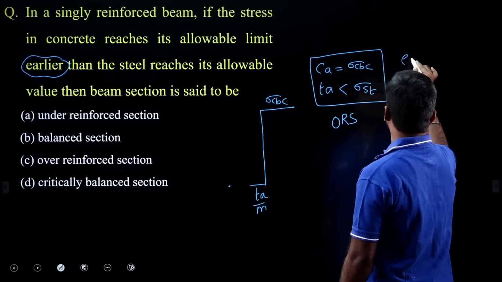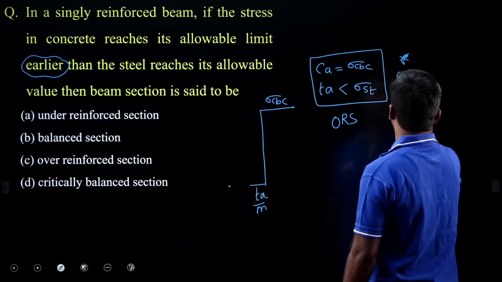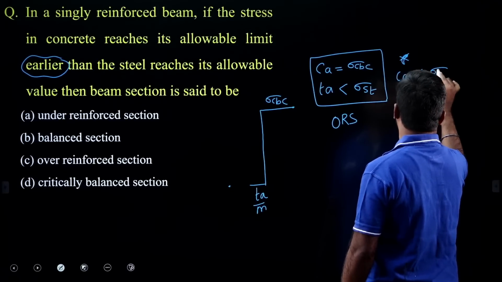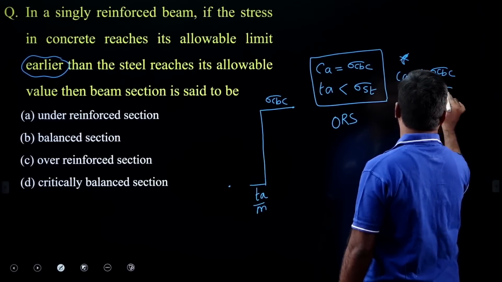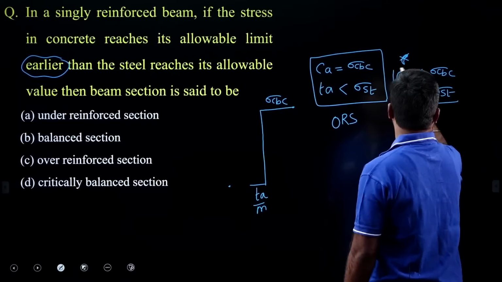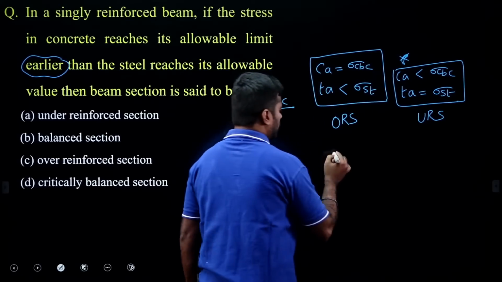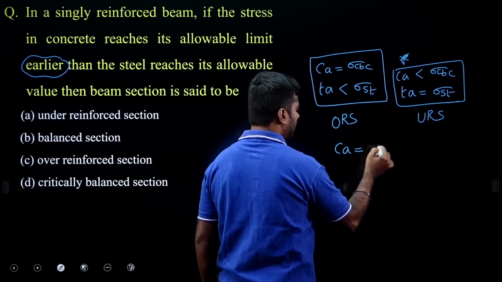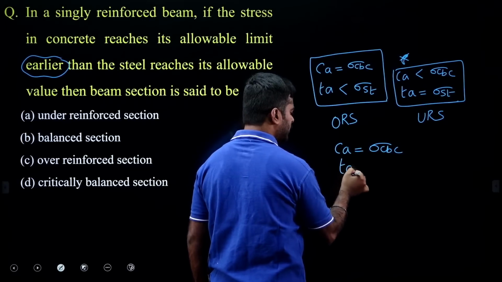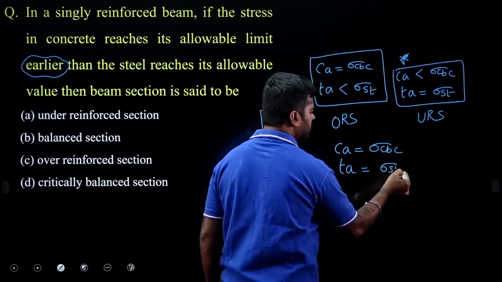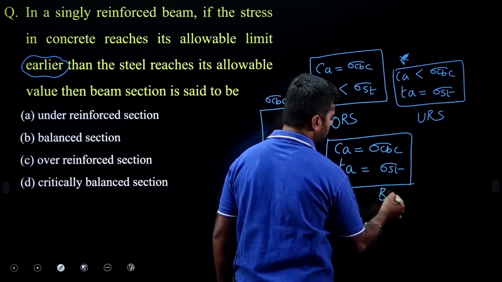Suppose stress in concrete does not reach its permissible stress, but stress in steel reaches its permissible stress, it is an under reinforced section. Where stress in concrete reaches its permissible stress, and stress in steel also reaches its permissible stress simultaneously, then it is a balanced section.